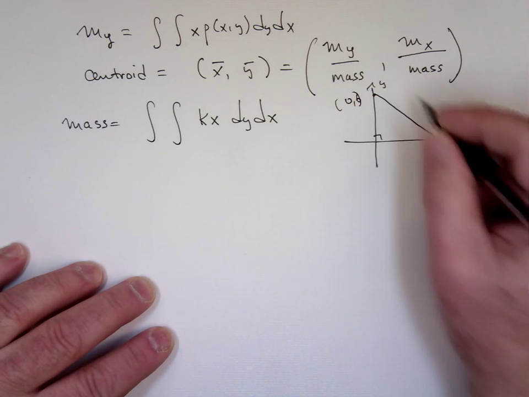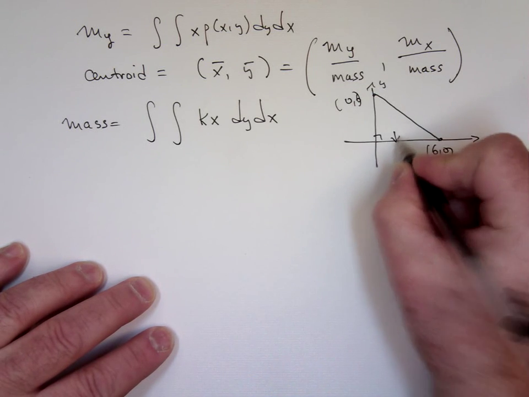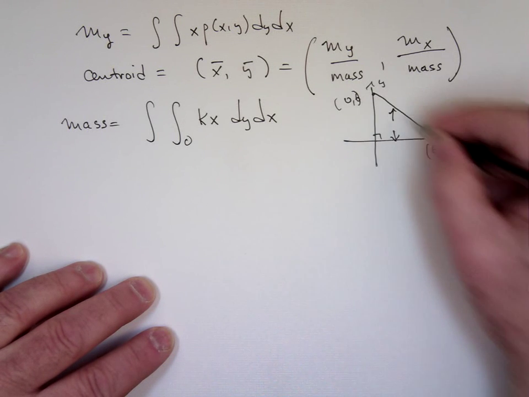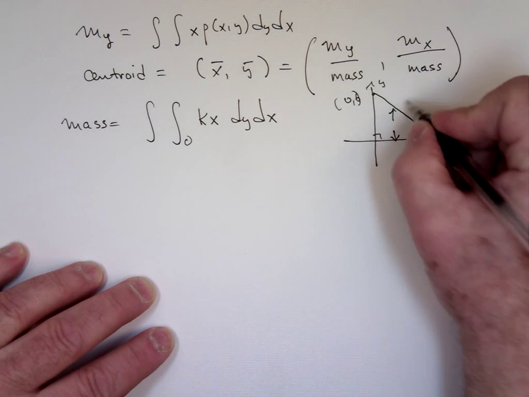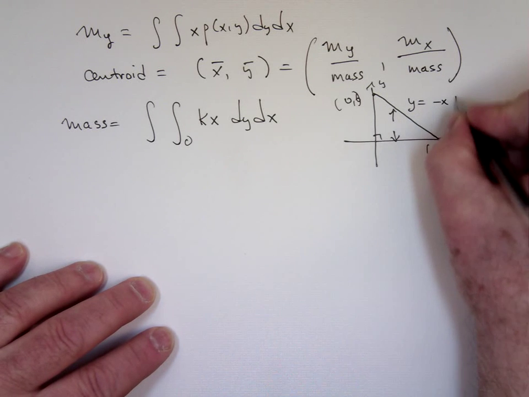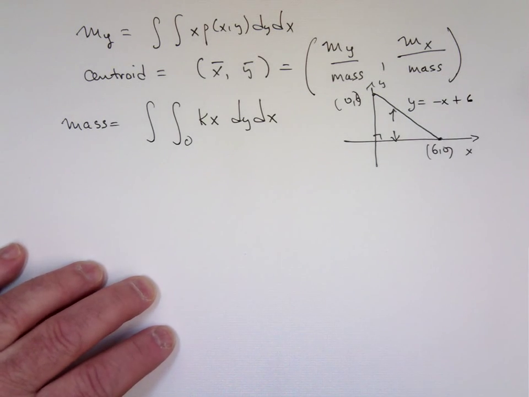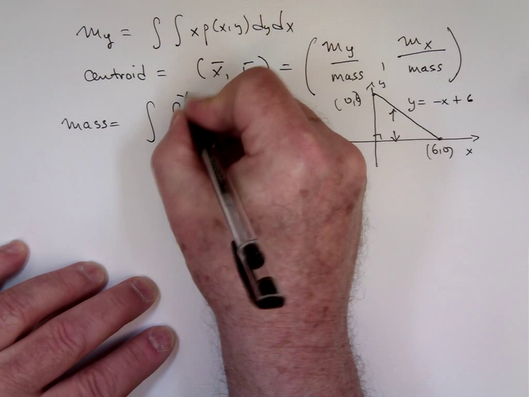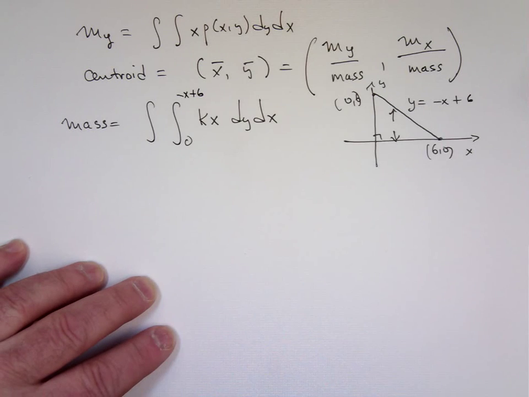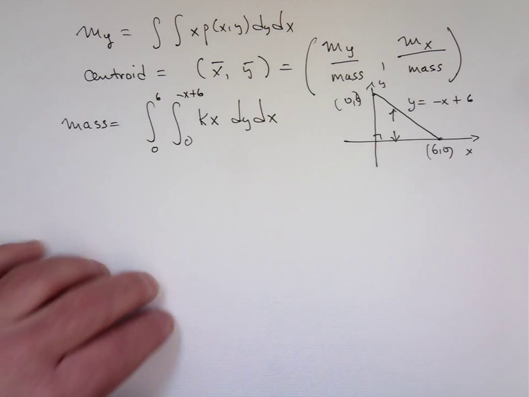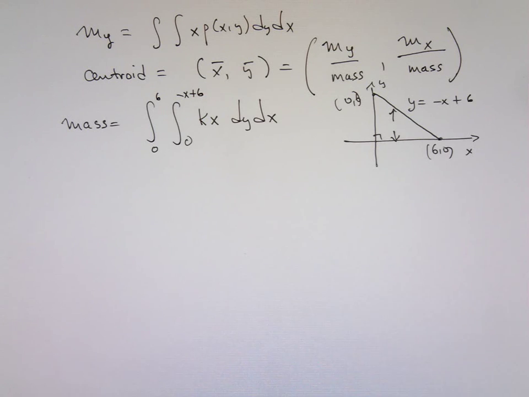Okay. The y's are going to go from bottom to top when they hit this function. Well, we need the equation of this line now. That line is equal to negative x plus 6. So the y's are going to go from 0 to negative x plus 6. The x's are going to go from 0 to 6. This will be the exact mass of this lamina.